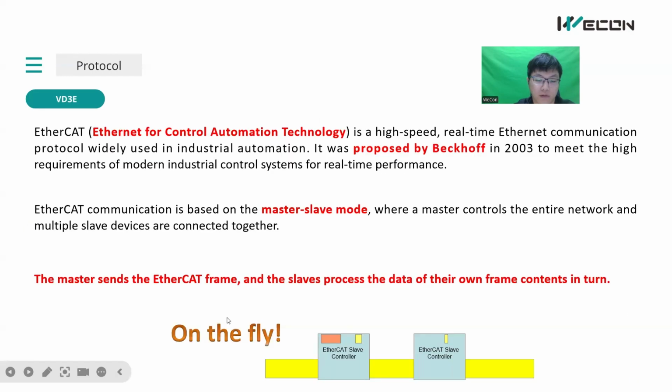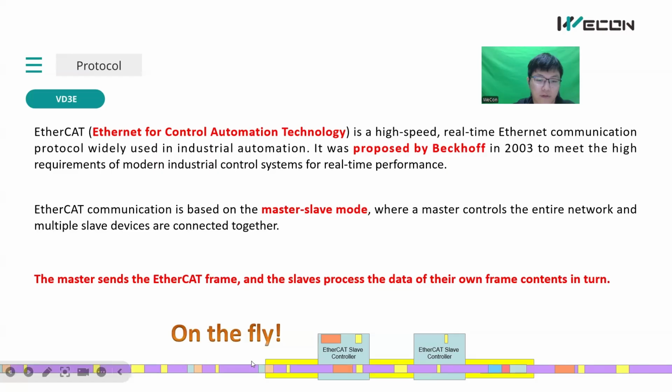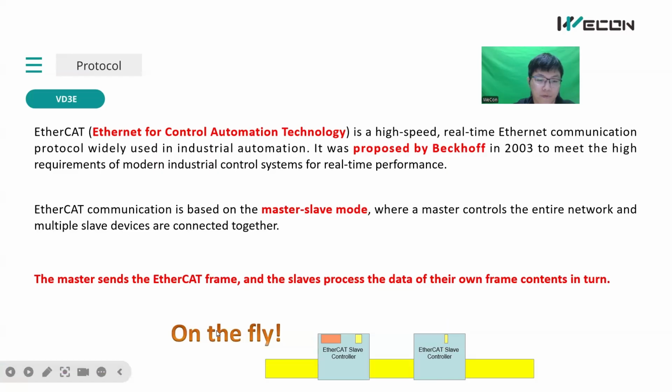Sorry, here, you can understand. For example, slave 0 will check the frame, and there will be only a part of the content about slave 0. For example, the master wants to read a parameter of slave 0, and then slave 0 will put the parameter into the frame and pass this frame on to the next slave.